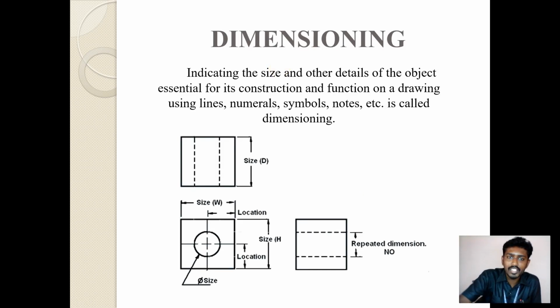And next is dimensioning. In technical drawing, dimensioning is done to indicate the size and other details of the object essential for its construction and function on a drawing, using lines, numerals, symbols, notes, etc. If you come across these kinds of drawings, you need to specify the length of the object, you need to specify the height of the object. If you have a square hole, something like this, you need to specify its measurements, something like that.